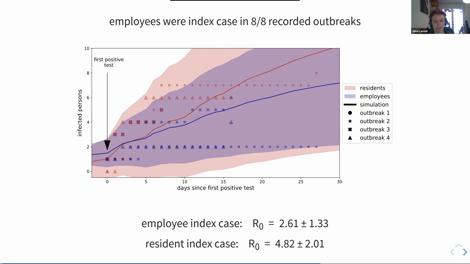What I've put down below the graph is the basic reproduction number we measure in this now calibrated system, which is around 2.6 if we introduce the infection through an employee. This is on the lower end of reproduction numbers that are reported for COVID-19. And if we introduce the infection through a resident, the reproduction number is a bit higher, it's 4.8. And this can actually be explained by the quite close contacts between residents. So I think it is also sensible to have an outcome where this basic reproduction number is quite high for these very cramped living conditions.